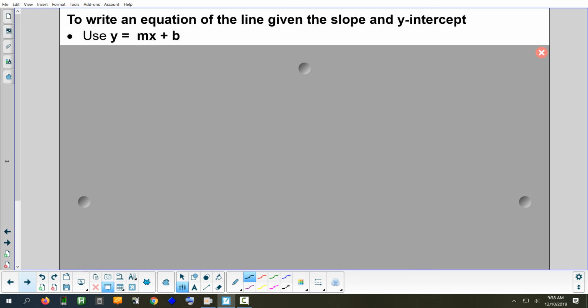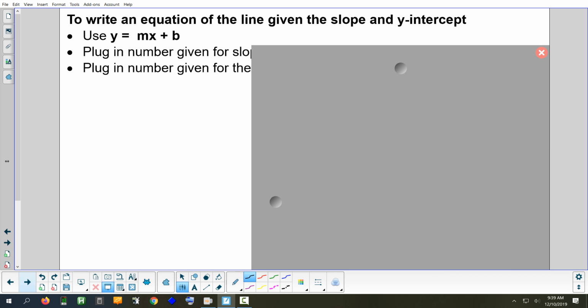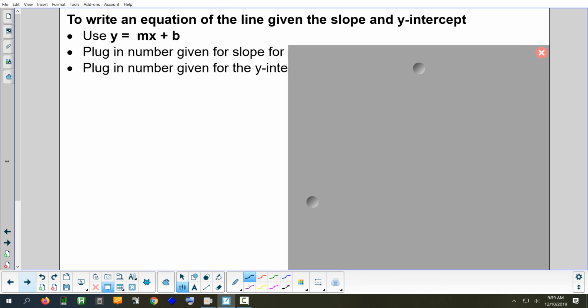Okay, so under that first dot where it says use, you want to make sure you put use y equals mx plus b. Now, all you have to do, it says plug in number, plug in number. So we're going to have to plug in a number for the slope, and then we're going to plug in a number for the y-intercept. Slope, y-intercept.